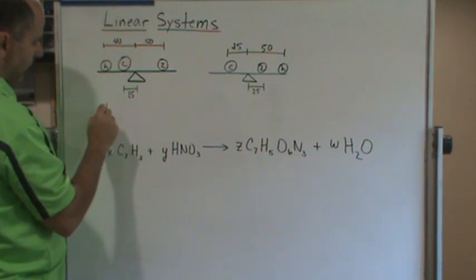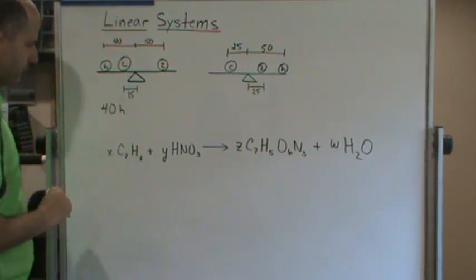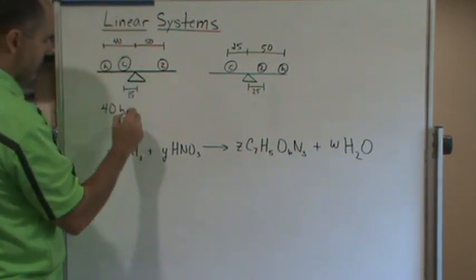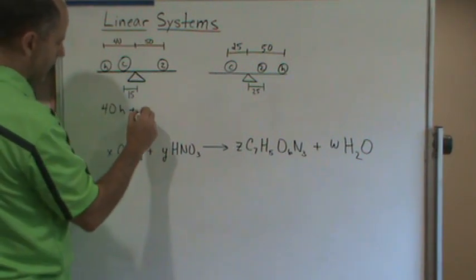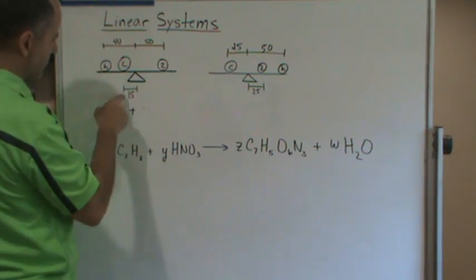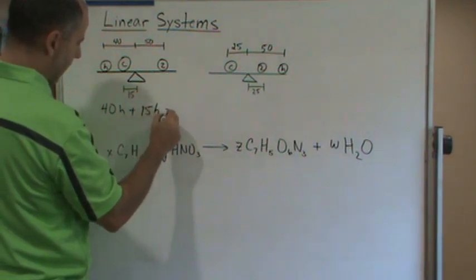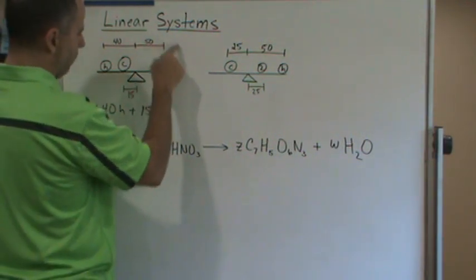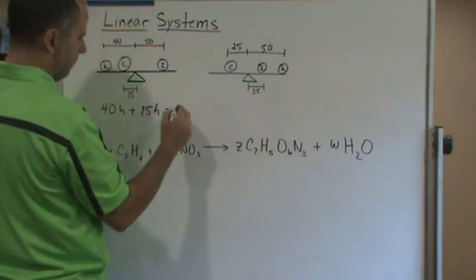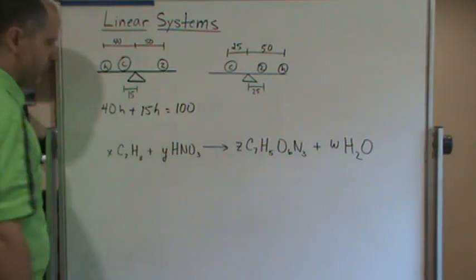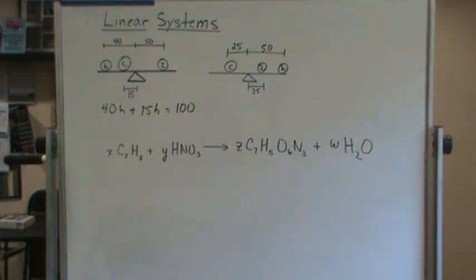So we're going to do 40 times h plus c times its distance, which is 15. So 15 times c, and that's going to equal the moment on this side, which is 2 times 50, which is 100. Okay, so there's one equation.